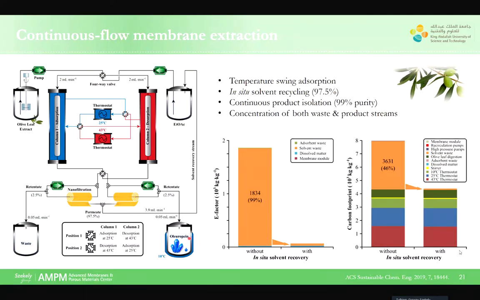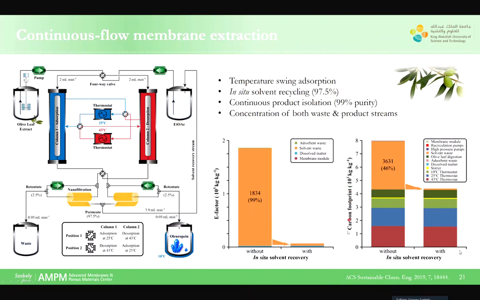Okay, so this is another type of example that shows how nanofiltration and organic solvent nanofiltration in particular can be used to recover solvents in a continuous way and therefore reduce the E-factor and carbon footprint of your process. So again, we looked at the E-factor and the carbon footprint, and we obtained a significant reduction in the E-factor, and again, a somewhat lower, actually half reduction in the carbon footprint.